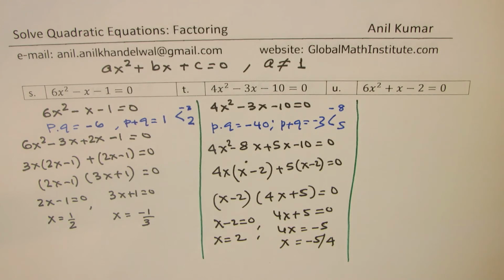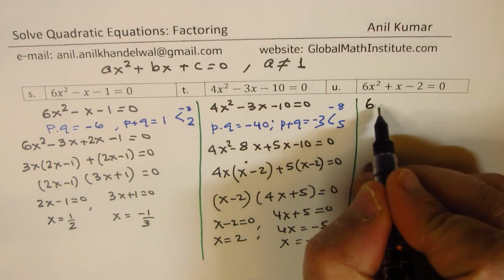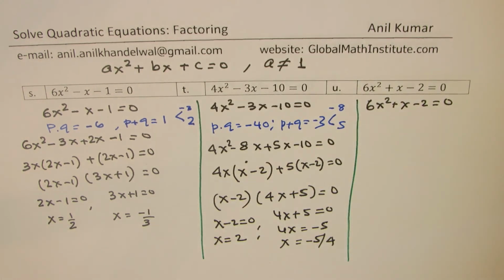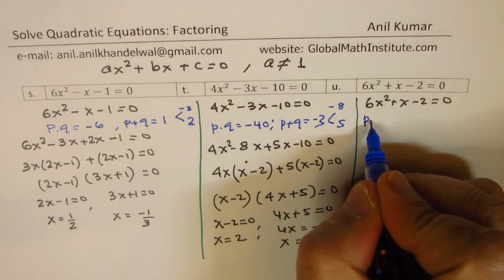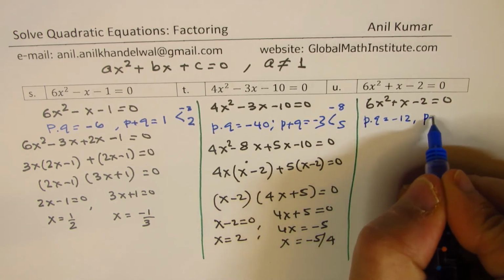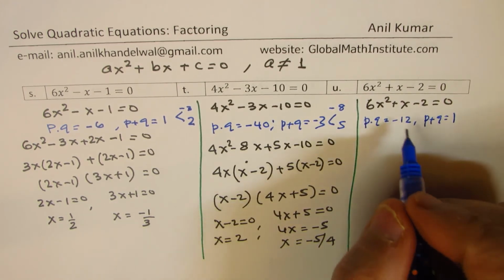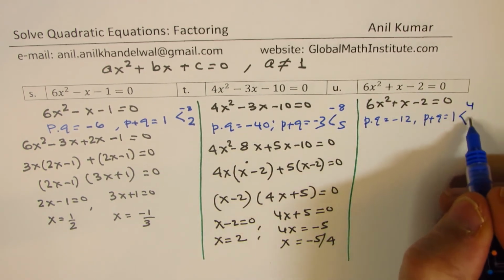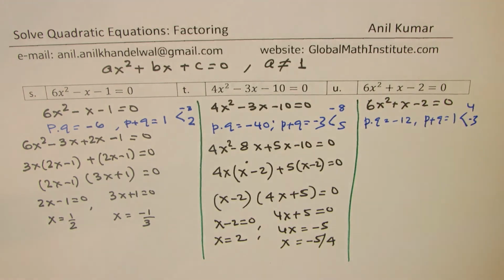You can actually pause the video and do them yourselves, right? 6x squared plus x minus 2 equals to 0. So what are we looking for? Product to be 6 times minus 2, which is minus 12, and sum equal to 1. So 4 and 3 can work, right? So the two numbers are 4 and 3, 4 positive, 3 negative.